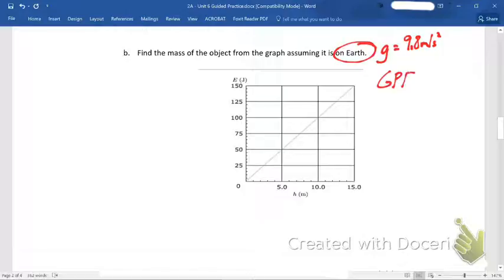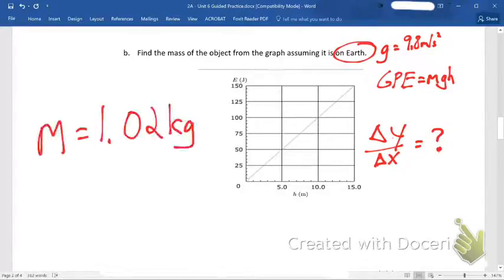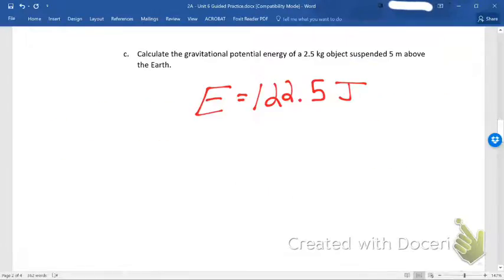So if the gravitational potential energy is mgh and the slope of this line is delta y over delta x, then what does that slope mean? And what does it mean in terms of that equation? If we rearrange our equation to have y over x. So make sure you see that the slope of the line is actually going to be two variables in there, so don't forget about your gravity. But if you show all your work and you end up with a mass calculated of 1.02 kilograms, then you got the right answer.